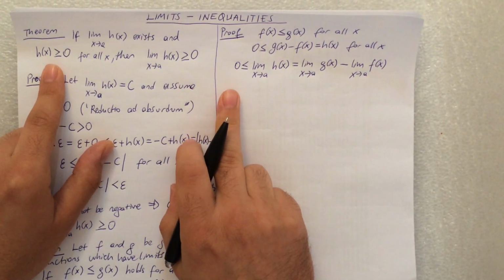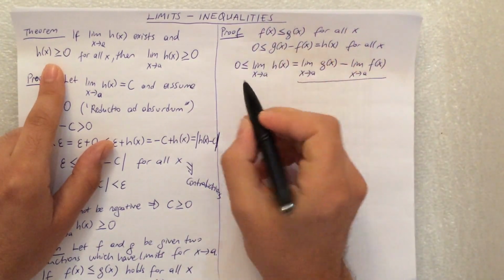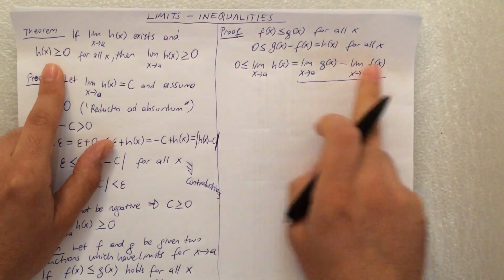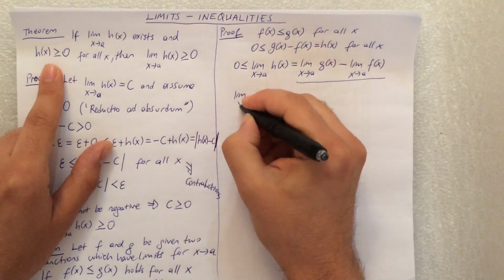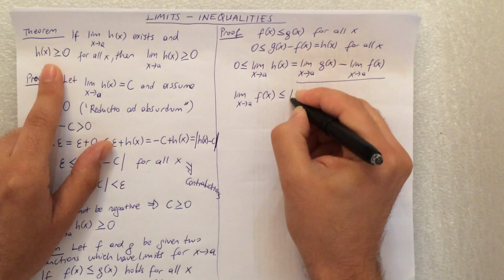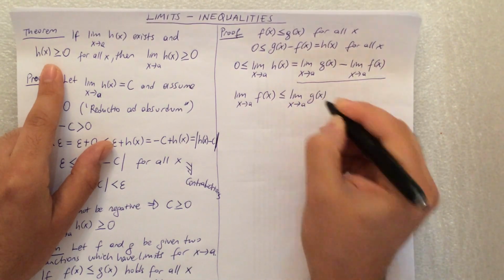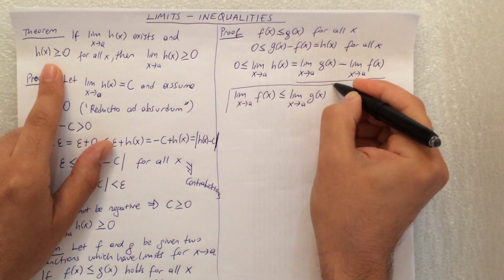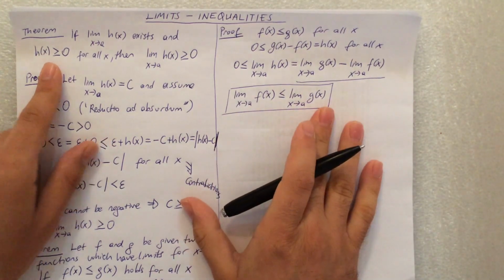And so this value is larger than or equal to 0, then we can take this value to the left hand side, which gives us the limit as x goes to a of f(x) is less than or equal to the limit as x goes to a of g(x), and that's what we wanted to prove. So this completes the proof.